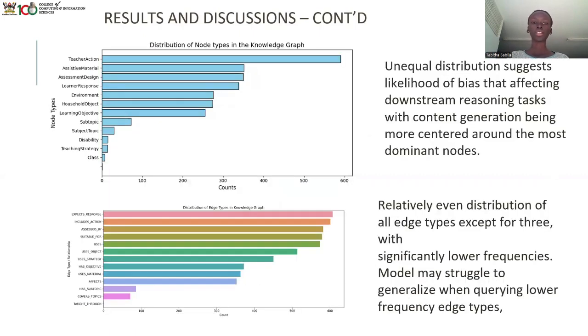Again, you can see here that there is a disparity between the most represented class and the lowest represented class. And this means that there's going to be a bias. There's a large likelihood of our model being biased when generating content. It's a similar thing for the distribution of edge types in knowledge graphs, though it's more evenly distributed for the first few classes when compared to the previous bar graph.